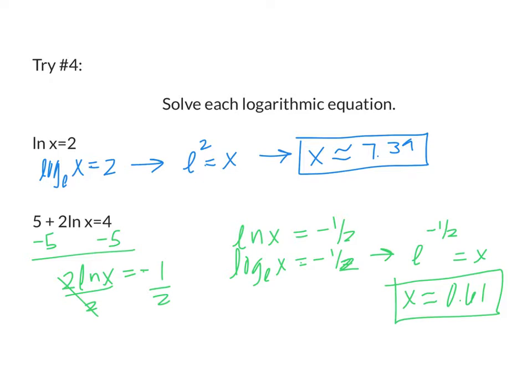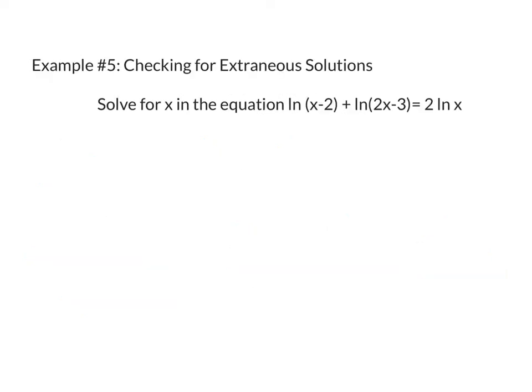All right, let's take a look at example 5. With example 5, we're going to solve for x in the equation: the natural log of x minus 2 plus the natural log of 2x minus 3 equals 2 times the natural log of x. If we follow our properties, you will remember that addition really means to multiply.